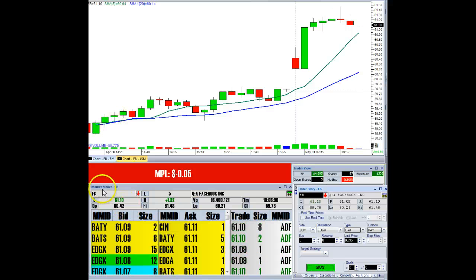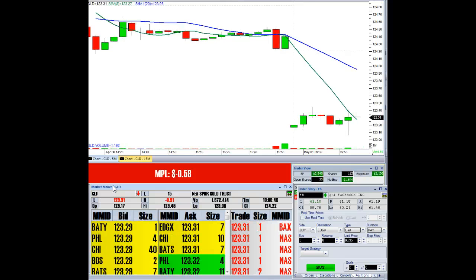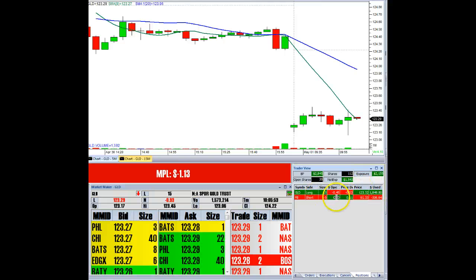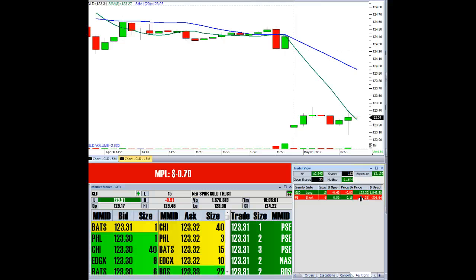My gold trade is starting to trigger, so I'm going to go over to gold real quick. And so my chart says I can buy 15 shares of gold. So I'm going to buy 15. And my stop on gold is 14 cents. So I got in at 123.32, and I'm going to subtract 14 cents.